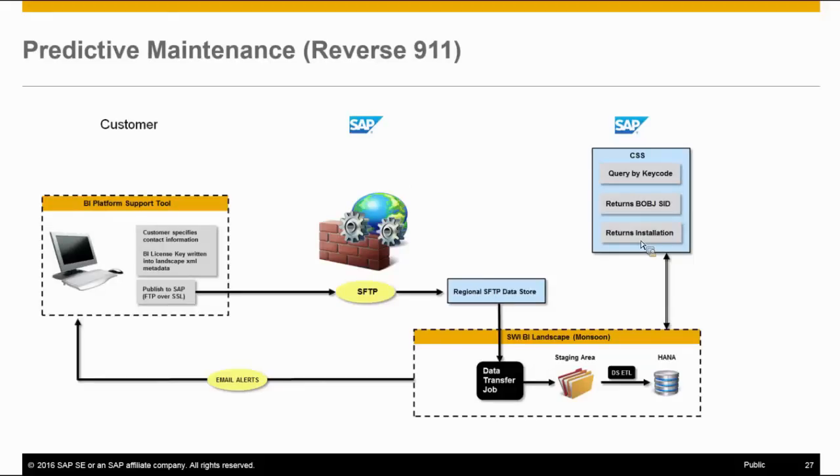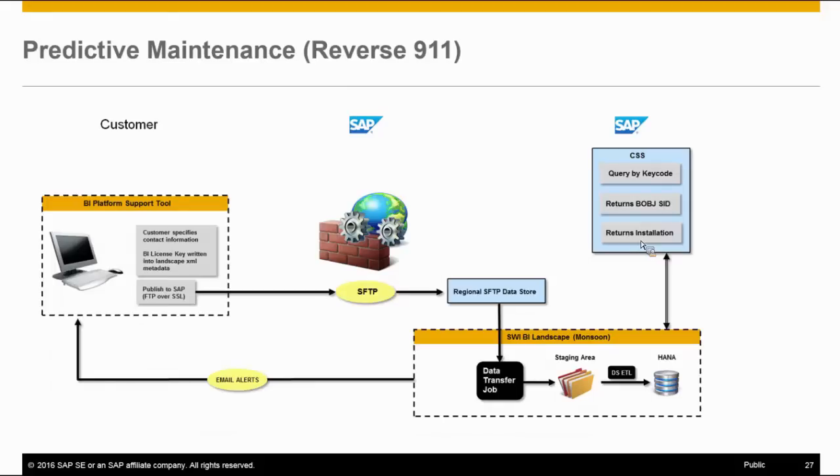Something we're working on in 2016 is a predictive maintenance system. We call it the reverse 911. I know that 911 isn't the actual emergency number in all the countries that you may be from, so sorry about that. It gives you the ability to upload your landscape XML securely to our SFTP data store. Then we have a data services job that consumes those XMLs and stores them in a database that we can do queries against.